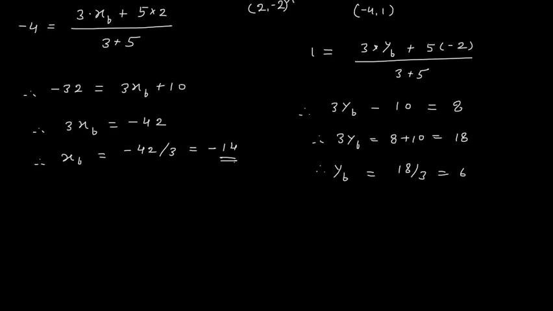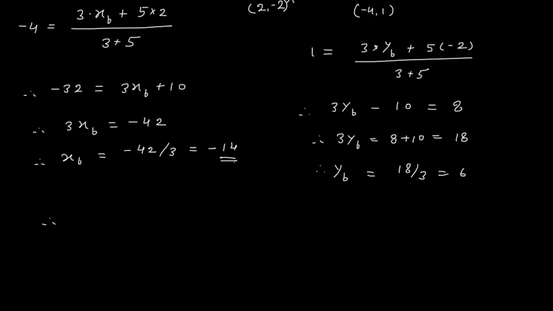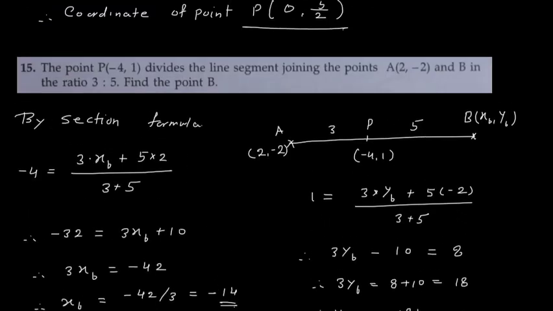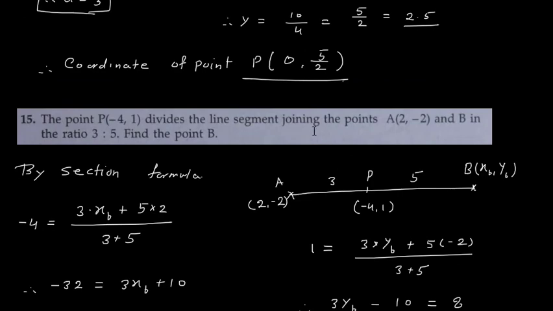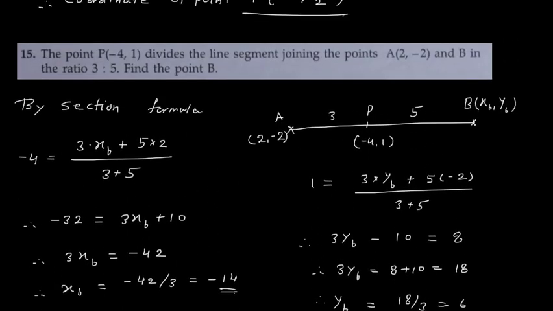Therefore the coordinate of point B is xb comma yb, that is minus 14 comma 6. So our problem was to find the point B. So this is point B. Point B is minus 14 comma 6. So again using section formula you can solve this problem.